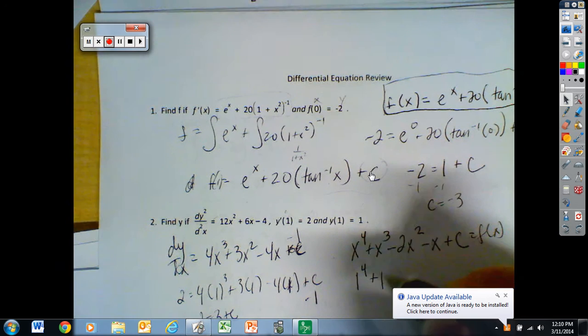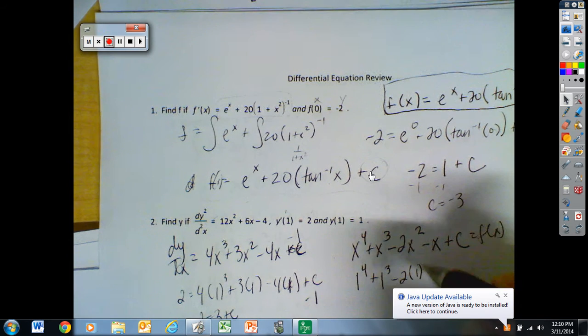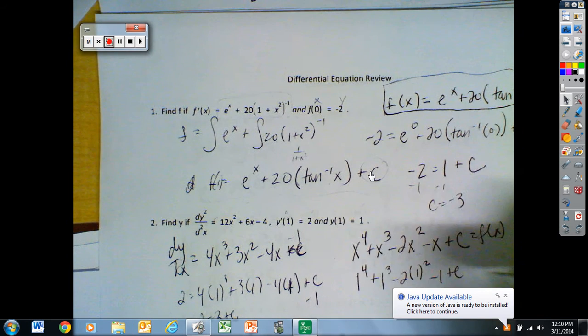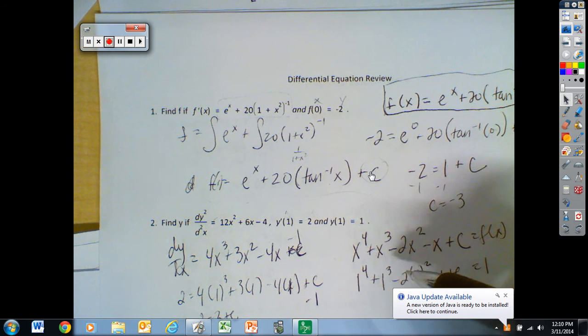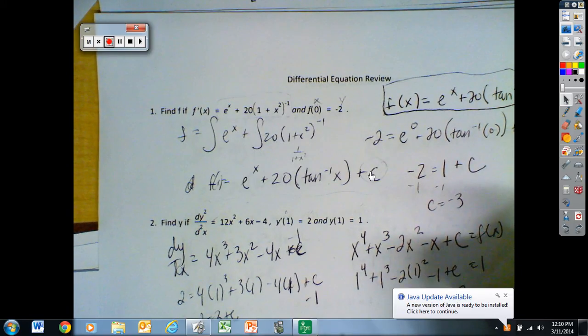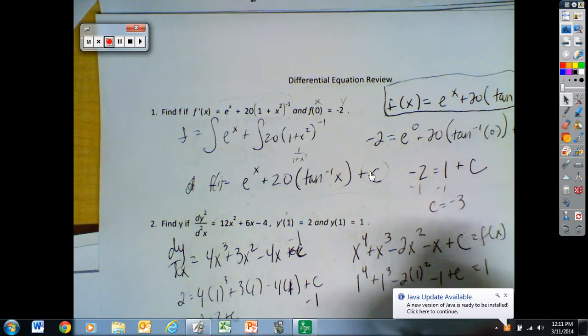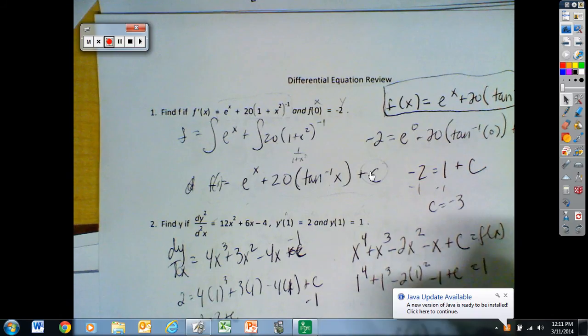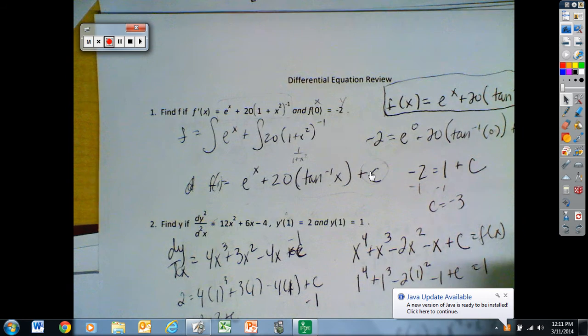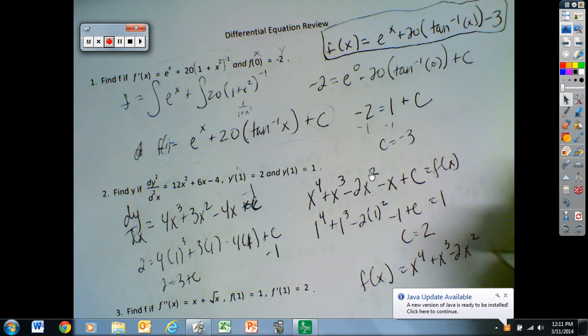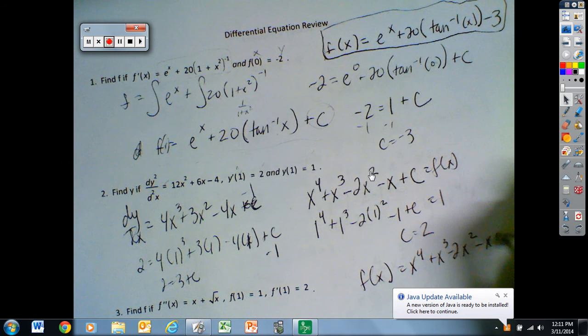So 1 to the 4th plus 1 cubed minus 2 times 1 squared minus 1 plus c equals 1. So 1 plus 1 is 2, minus 2 is 0, minus 1, add it to both sides, c equals 2. So your final answer is f of x equals x to the 4th plus x cubed minus 2x squared, minus x plus 2.